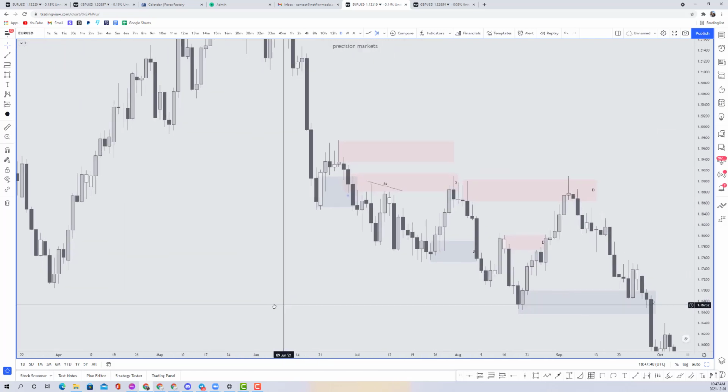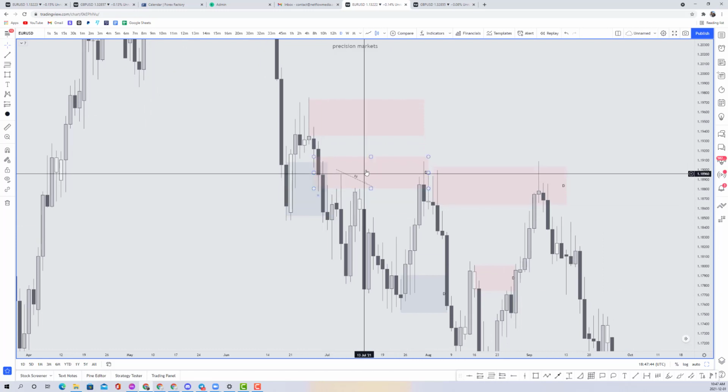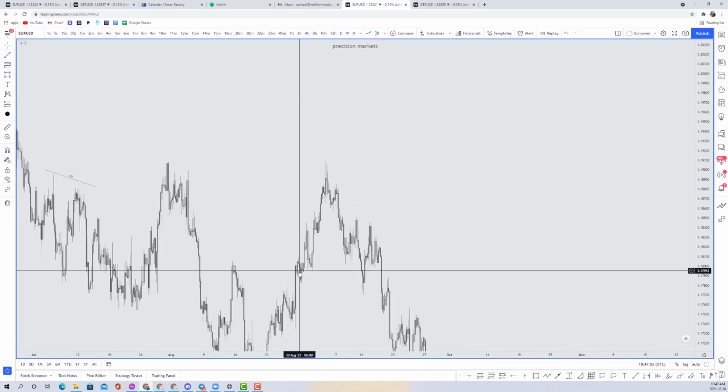But back to our sell to buy wicks. I know some of our members had questions about them. What these sell to buy wicks are is it'll likely be something on a lower time frame. So let's just see if it's something on the 4 hour.